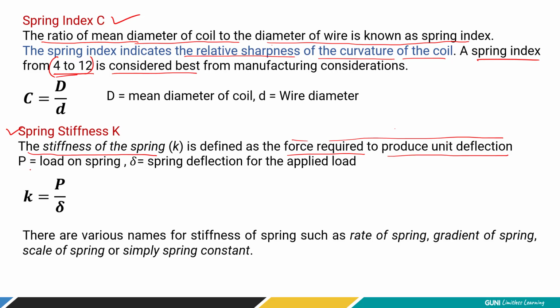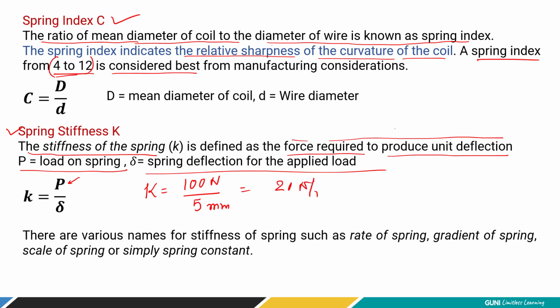Now what does it mean? The load acting is P and the deflection due to the applied load is, say, delta. Let me show you something like this. Let's say a load of 100 Newton is applied and because of that the deflection caused is 5 mm, right? So what is the value? Here it is 20 Newton per millimeter. So spring stiffness is 20 Newton per millimeter.